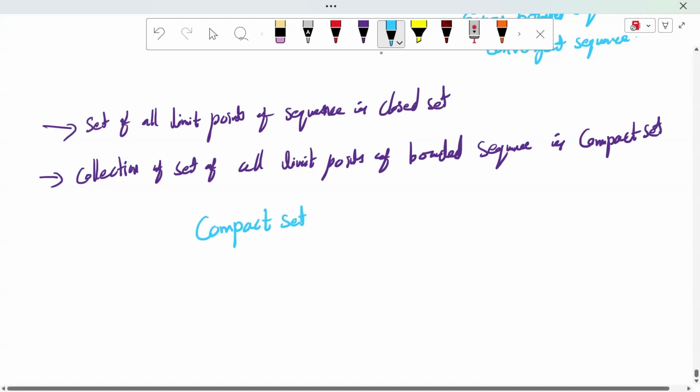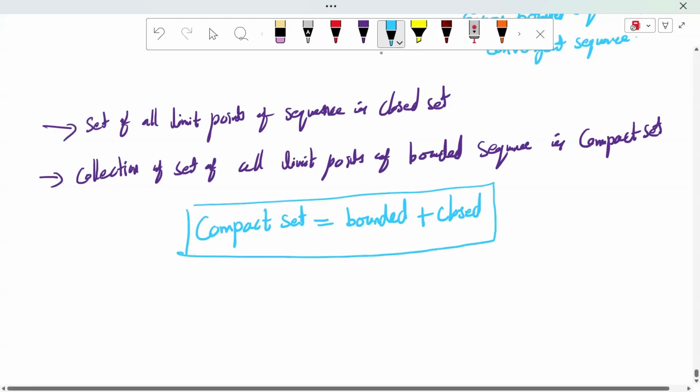A compact set is nothing but a bounded set. A set that is bounded and closed is called a compact set, sir. Is it clear, sir?